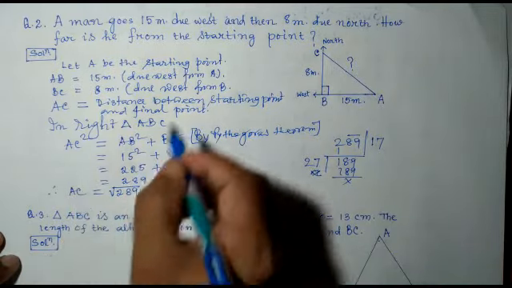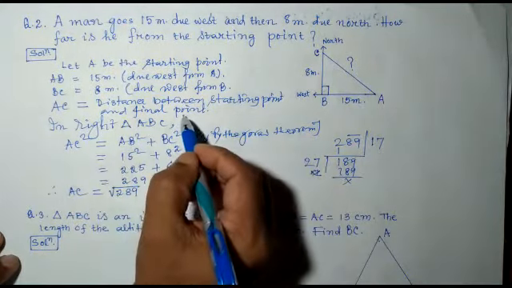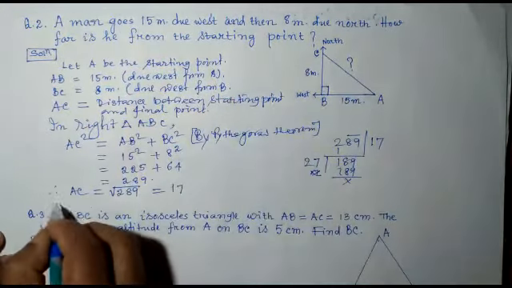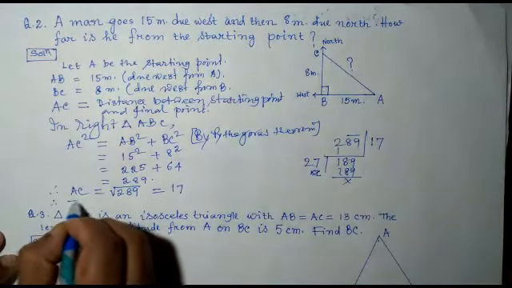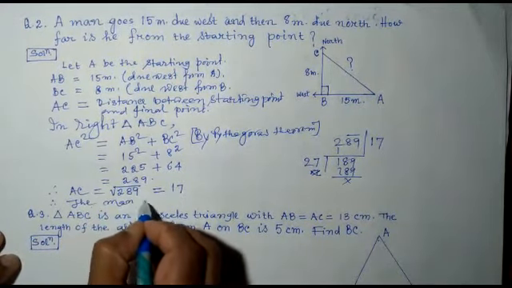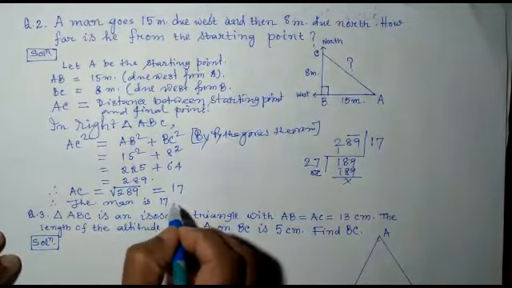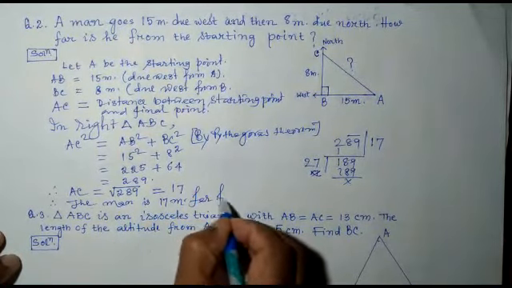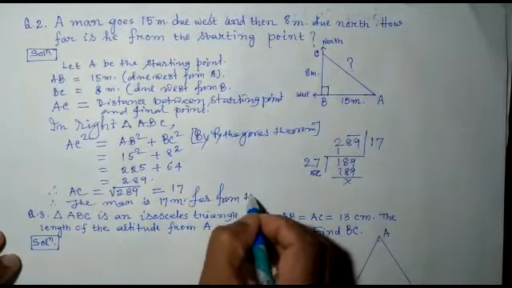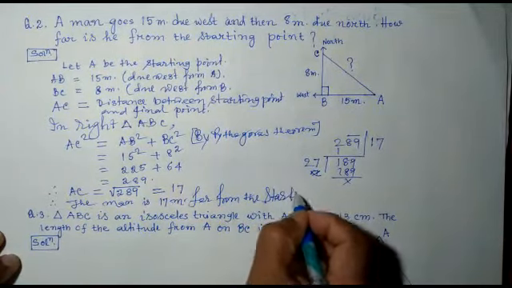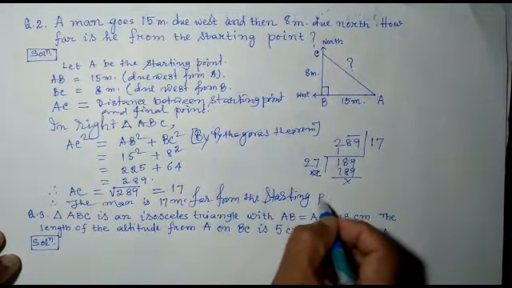So AC is the distance between the starting point and the final point. The question is, how far is he from the starting point? So we can write the man is 17 meter far from the starting point. That is the answer of the sum.